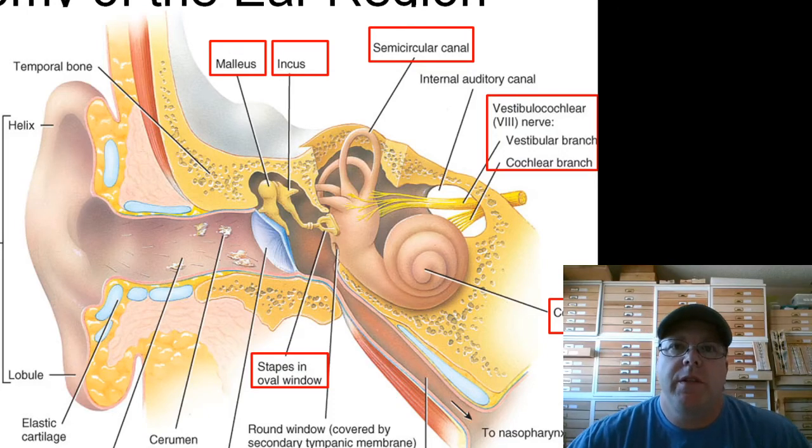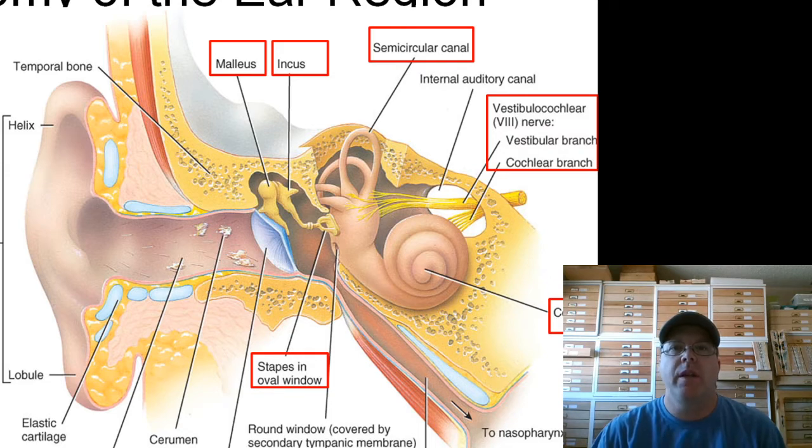Hey everyone, so today we're going to go over the ear, and this is really straightforward. The good news is you don't have to know anything except some basic models and diagrams. We're going to go over the parts and pieces. I'm just going to work my way from the outside to the inner ear and name all the parts and pieces, and we should be good.